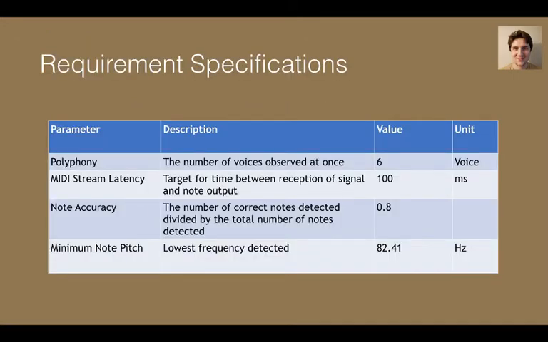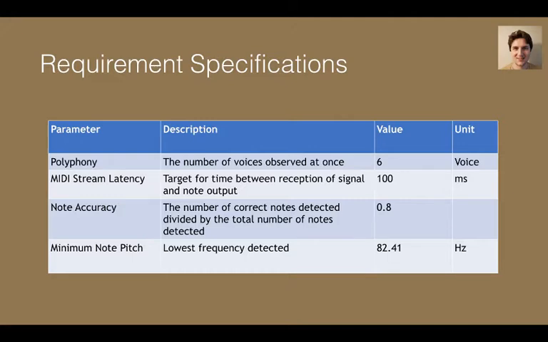Our requirement specifications, here are some of the most important ones. First, for polyphony, this is the number of voices that are observed at once. We're basing our design around the electric guitar, and the electric guitar has 6 strings, which means it can sound 6 notes at once. So that's the amount of polyphony that we're going for, 6 voices.